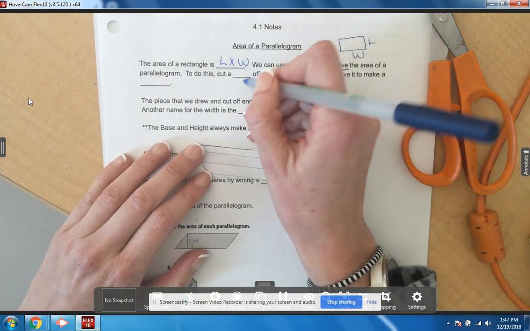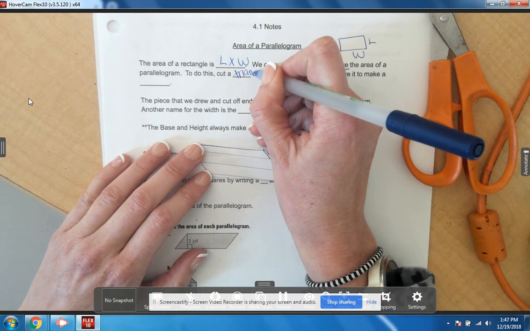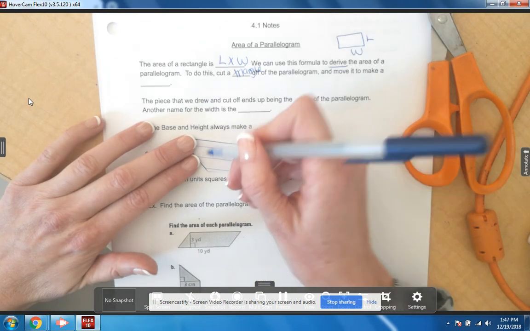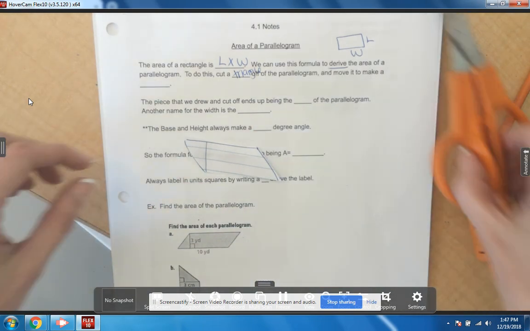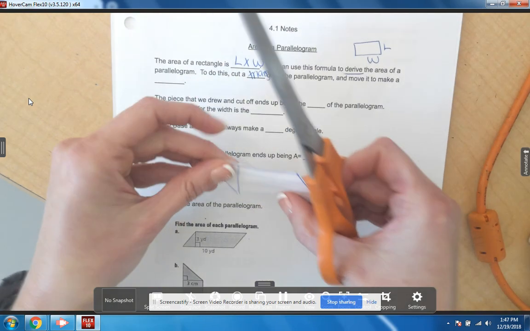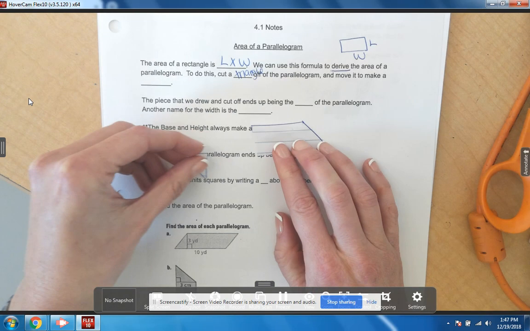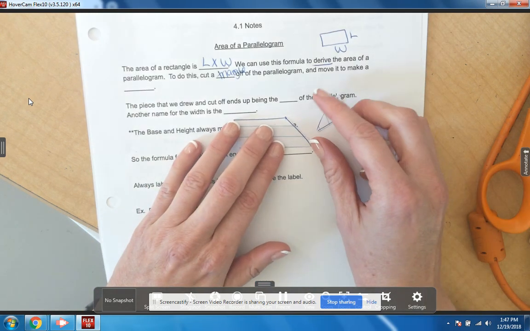So I cut out a parallelogram, and this is what I'm going to do. I'm going to cut a triangle. Make sure you guys are writing this in with me. So I'm going to cut a triangle off of my parallelogram. So I'm just going to draw like a line right here. I'm going to cut my triangle off of my parallelogram, and move it so that I can make a rectangle.